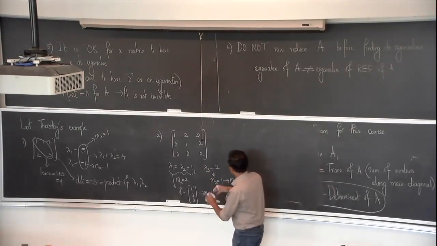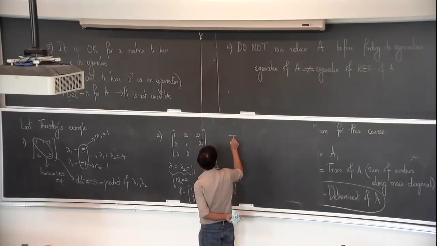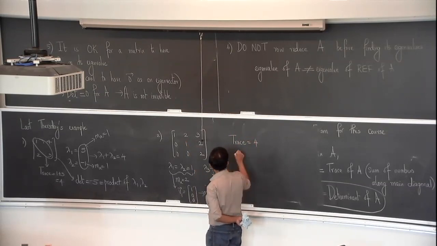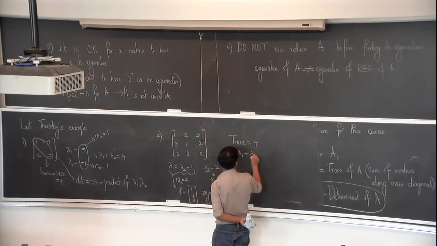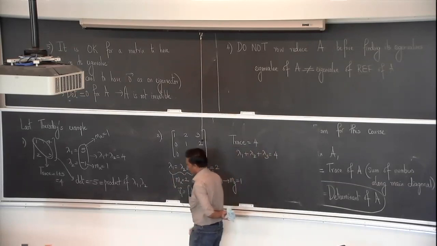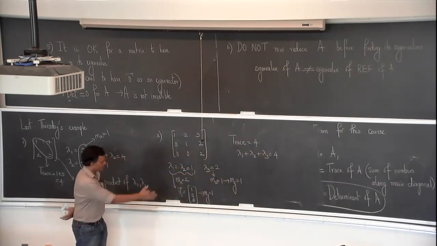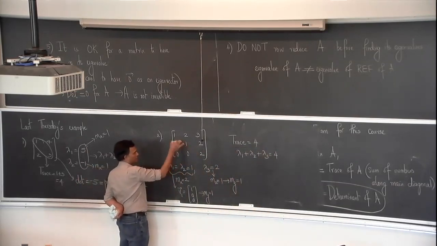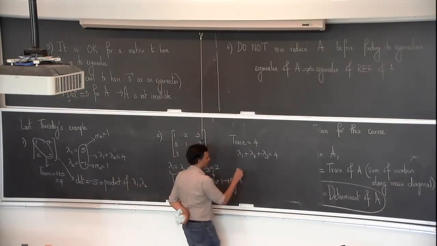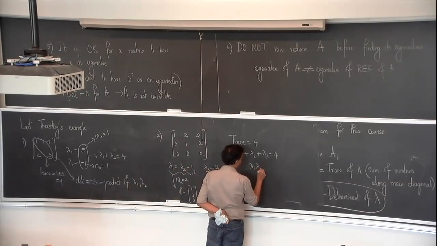And let's also check the trace and determinant. The trace would be 1 plus 1 plus 2, which is 4. And the sum of the eigenvalues, lambda 1 plus lambda 2 plus lambda 3, equals 2 plus 1 plus 1, 4. Exciting. And the determinant, it's a triangular matrix, is 2 times 1 times 1, which is 2. 1 times 1 times 2 is 2. So lambda 1, lambda 2, lambda 3.